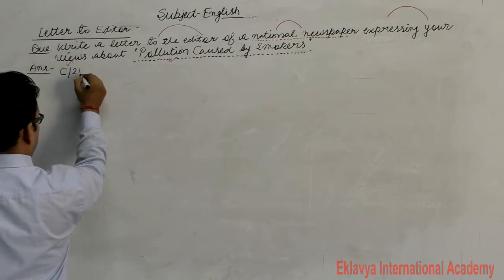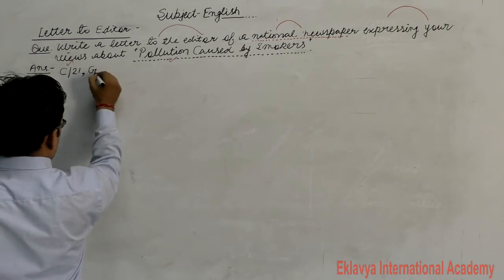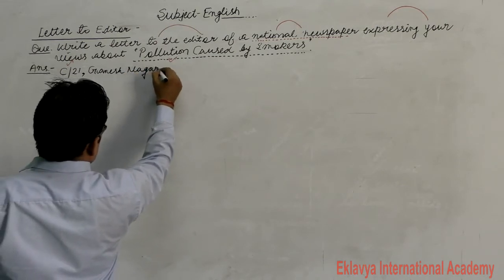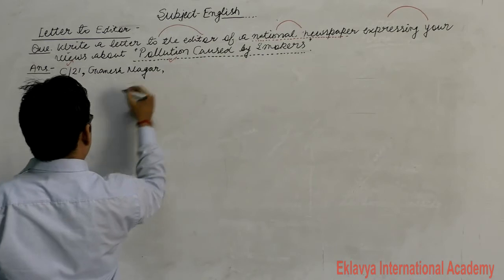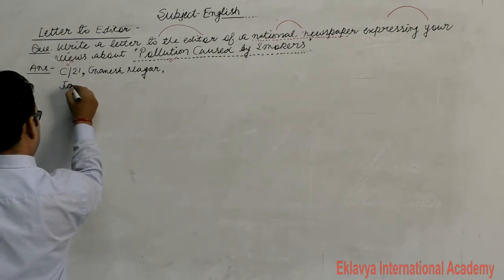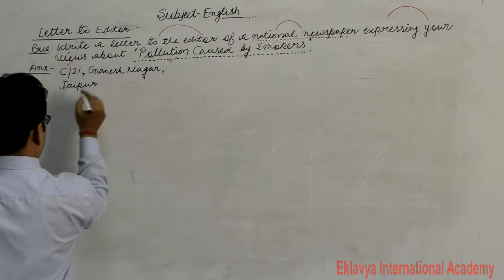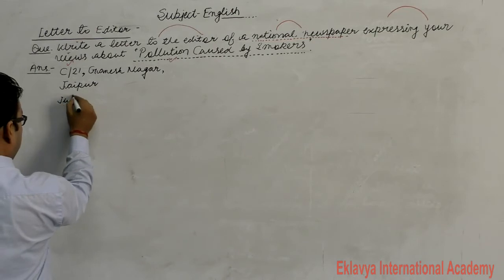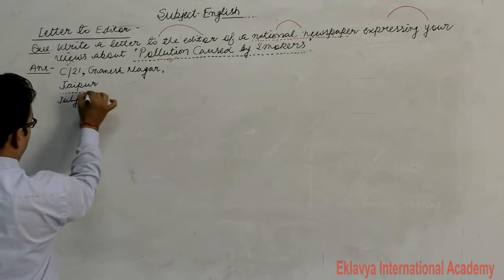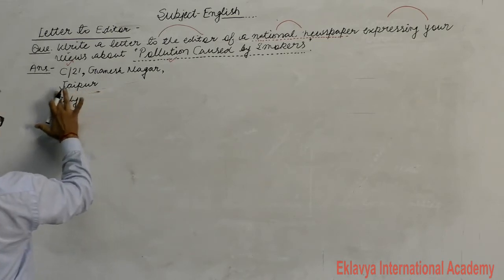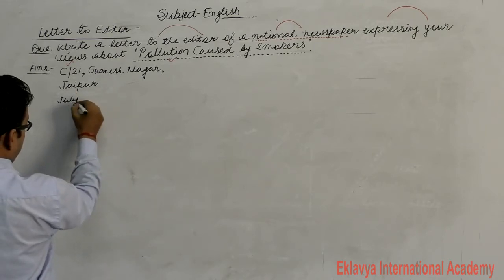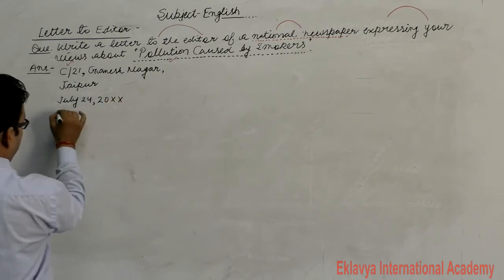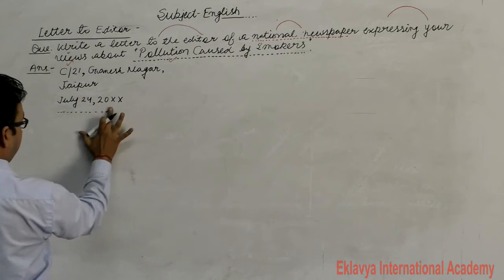Sender's address: C21, Ganesh Nagar, Jaipur. Then one line space. Okay, students, here we have what? One line space. July 24, 20 cross. Then again one line space.